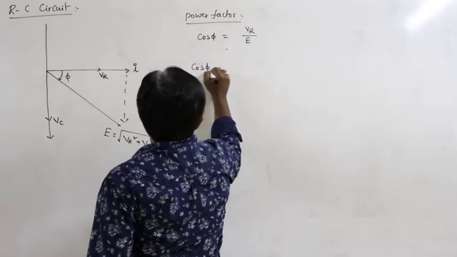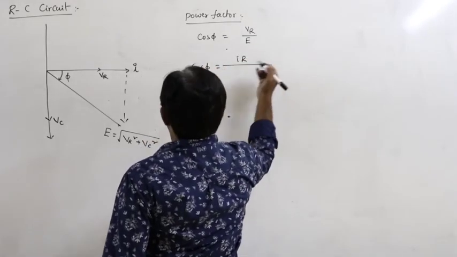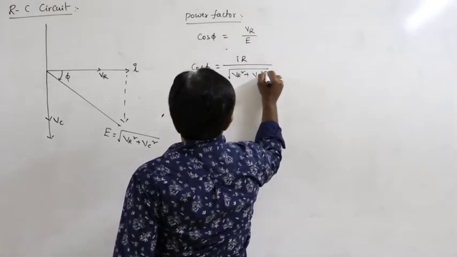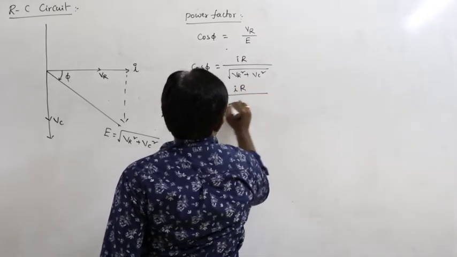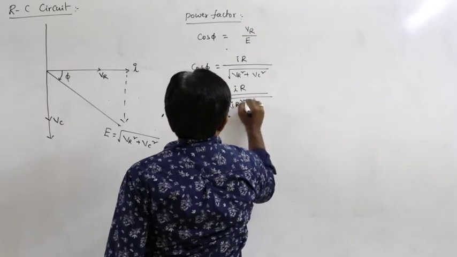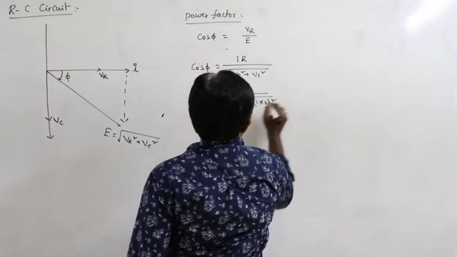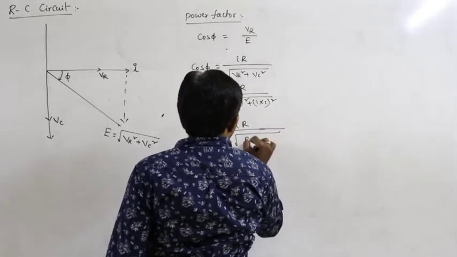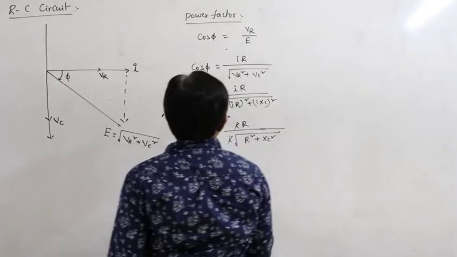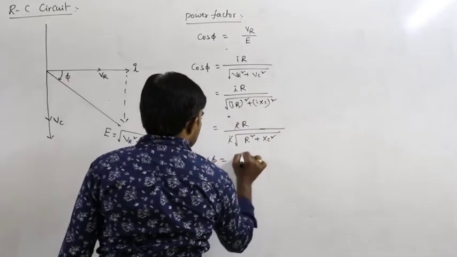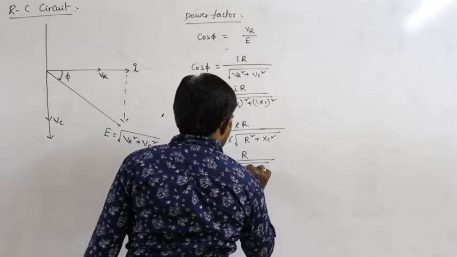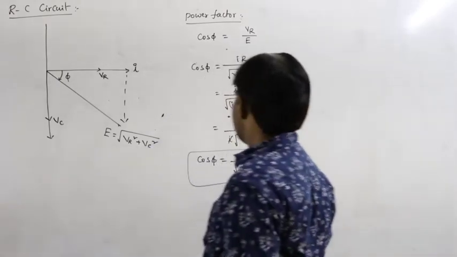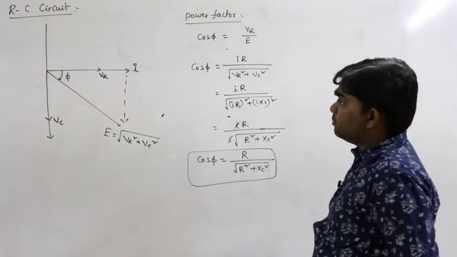So cos phi is equal to VR, which is I R, divided by E, which is the square root of VR square plus VC square. That is equal to I R divided by the square root of (I R) whole square plus (I XC) whole square, which is I R divided by I times the square root of R square plus XC square. I gets cancelled. Therefore, cos phi is equal to R by the square root of R square plus XC square. This is the power factor in this situation.